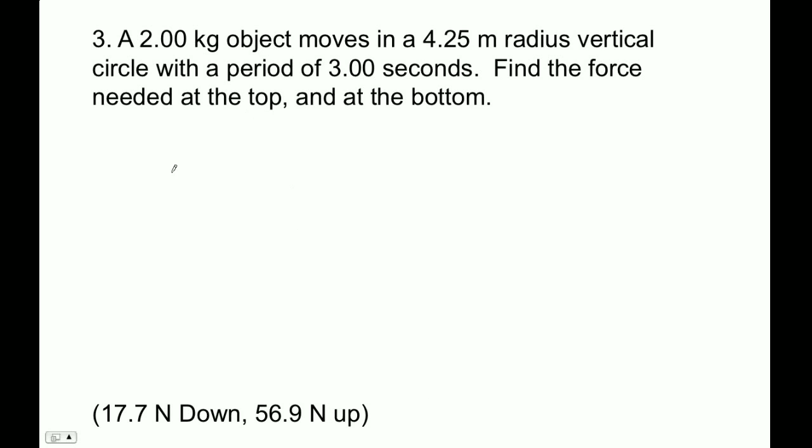Okay, so this is a full-fledged vertical circle problem. Here's this vertical circle, and we get the top and the bottom. It's a 2 kilogram object, so its mass is 2.00 kilograms. 4.25 meters is the radius of the circle, and then the period is 3.00 seconds.